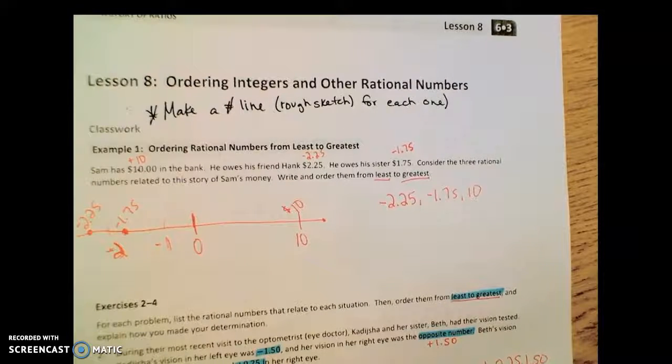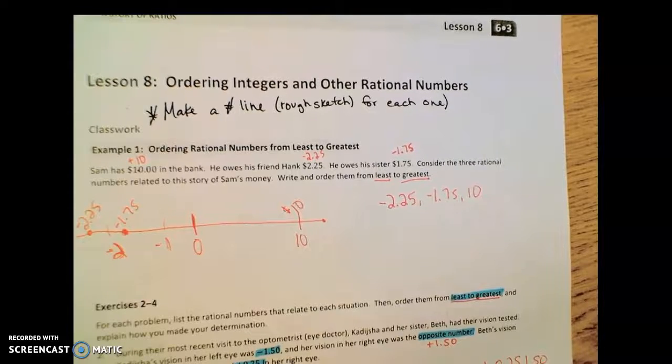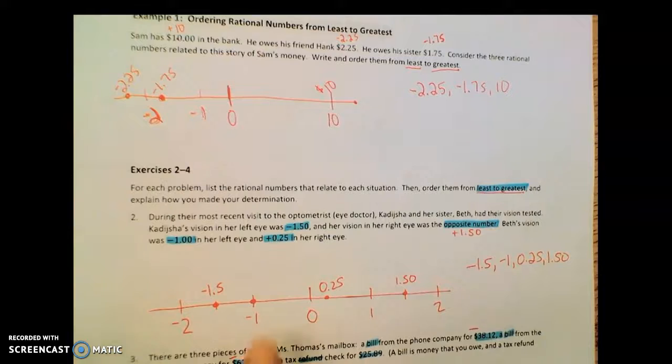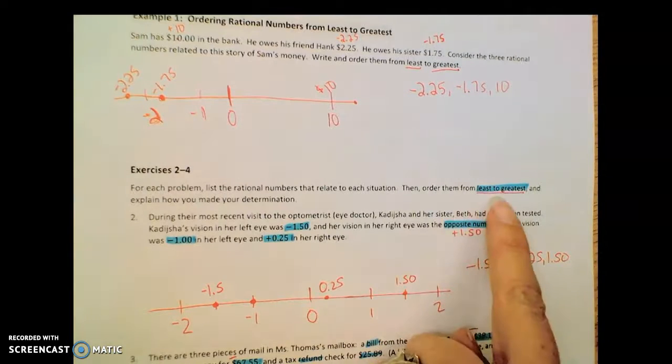If you are watching video 2, it means that you have completed your classwork for Lesson 8, Module 3, and you are ready to see if you got them correct. So for Exercise 2, you had to order them least to greatest.